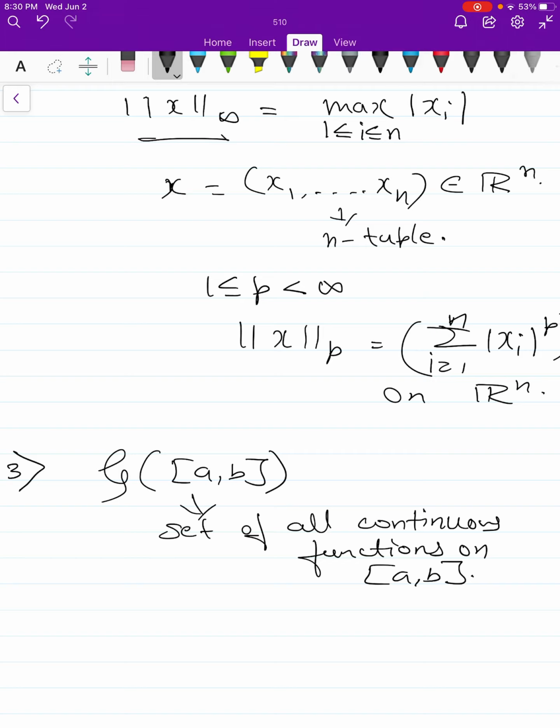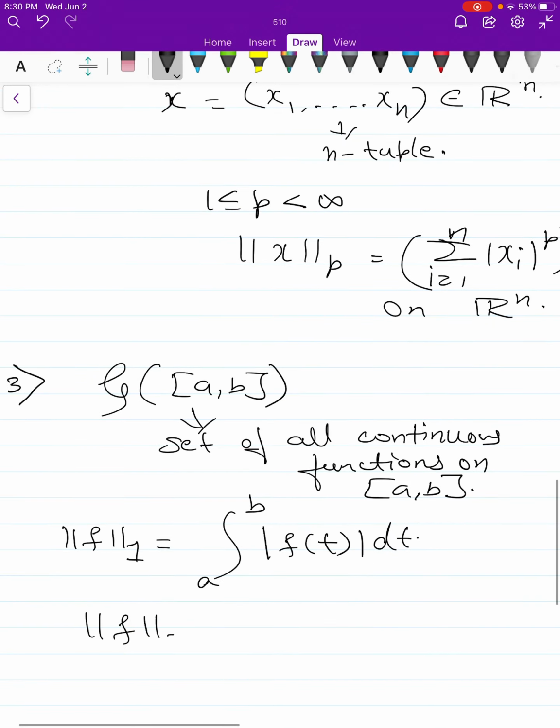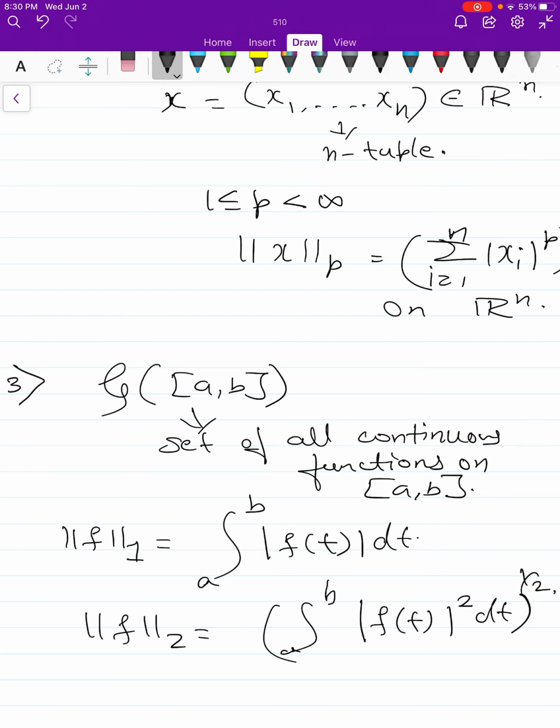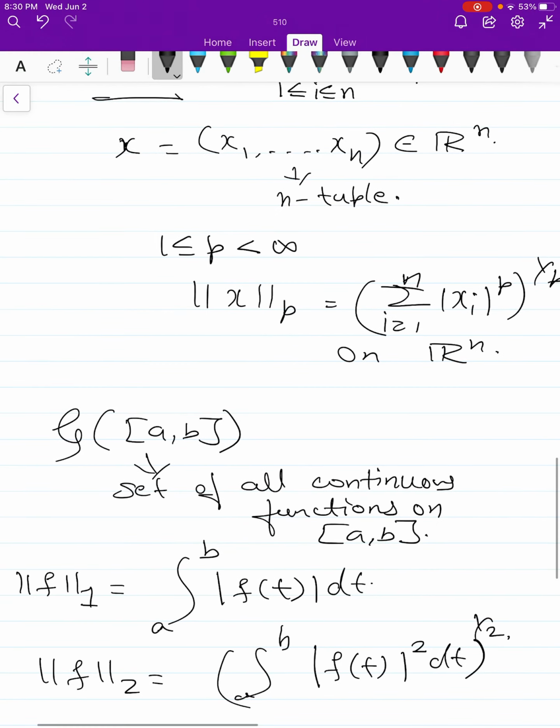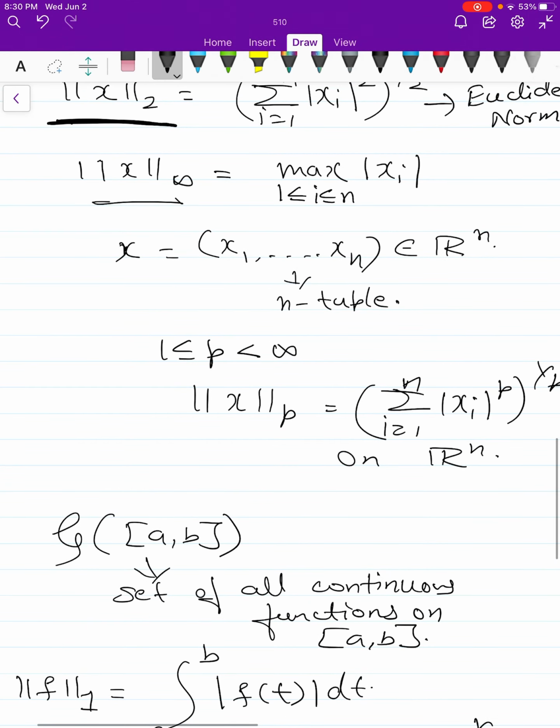So how do you measure the distance between two functions? The norm 1 of f, where f is a continuous function on the closed interval a comma b, is defined to be the integral of the absolute value of f of t dt. Okay, and norm 2 would be defined as the integral from a to b of the absolute value of f of t squared dt, whole to the power of 1 by 2.